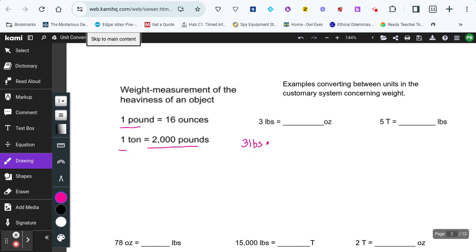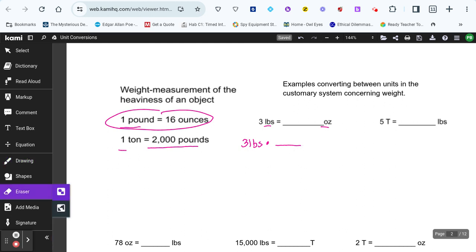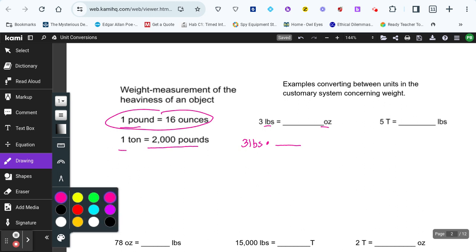times. Is there anything that gets me from pounds to ounces? This one right here. But pounds is going to go in my denominator, because I started off with pounds. Pounds must go in my denominator here so that they can cancel, which means ounces go in the top. So that's 16 ounces equals 1 pound. And I'm going to multiply 3 times 16, which is 48. So 3 pounds is 48 ounces.